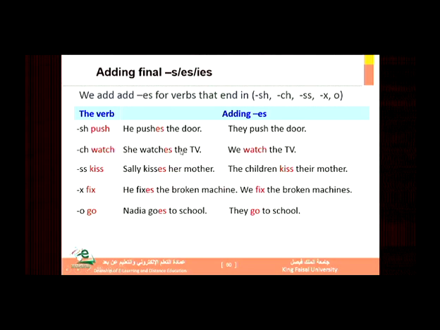So, she watches the TV. But if we have a plural subject, we watch the TV. Similarly for the others: Sally kisses her mother. The children kiss their mother. He fixes the broken machine. We fix the broken machine. Nadia goes to school. They go to school. So we add an es to the end of those verbs because they have a special ending. They end in one of those letters, as you have seen in these examples.